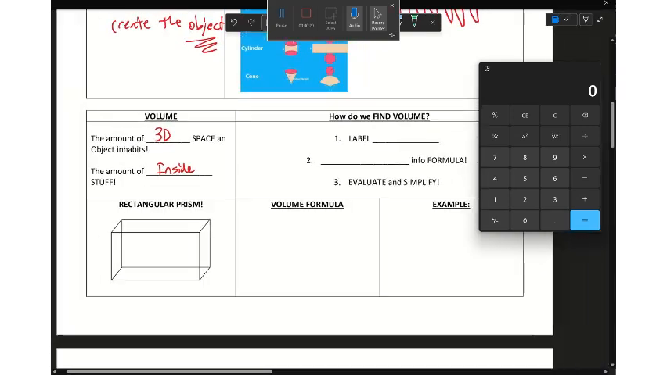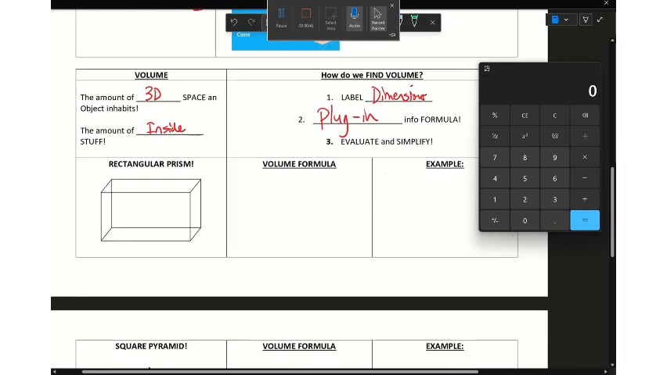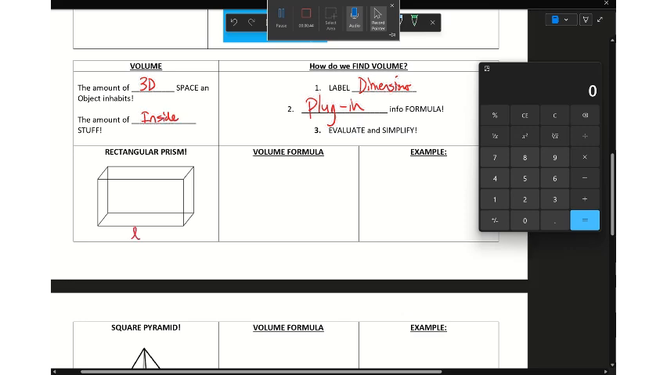Now, how we find volume is in three specific steps. We make sure that we label the dimensions that we are given. Then we plug that info into a formula that we need. And then all we have to do is evaluate and simplify using a calculator. So for example, my rectangular prism down below has a length, a width, and a height. The volume formula, which is capital V, is found by just multiplying these three things: length times width times height.